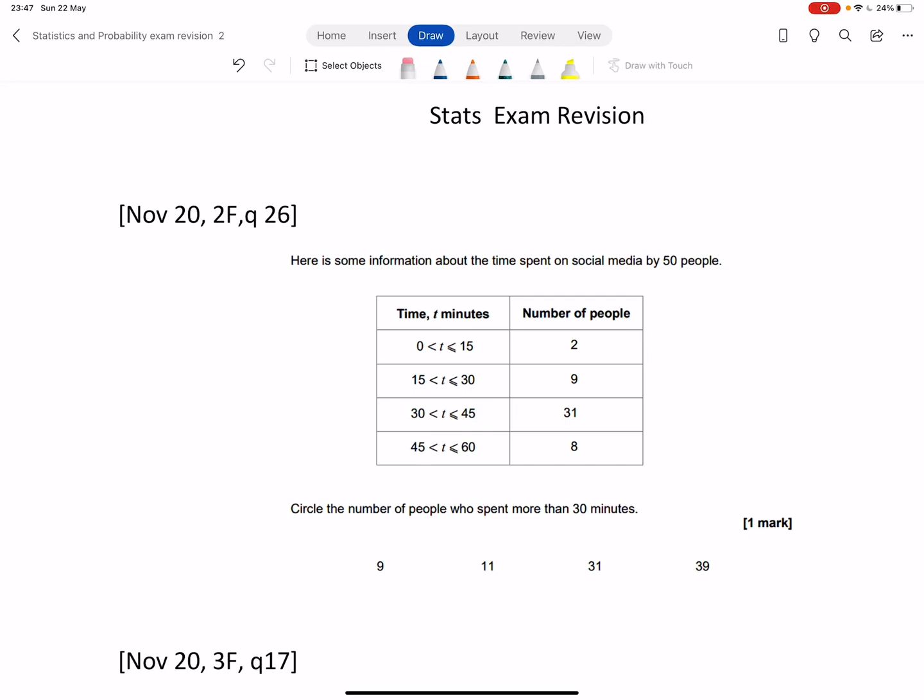In this video, I'm going to help you with some statistics questions when you find averages like mean, median, mode, and range from frequency tables. Okay, let's have a look at the first question.